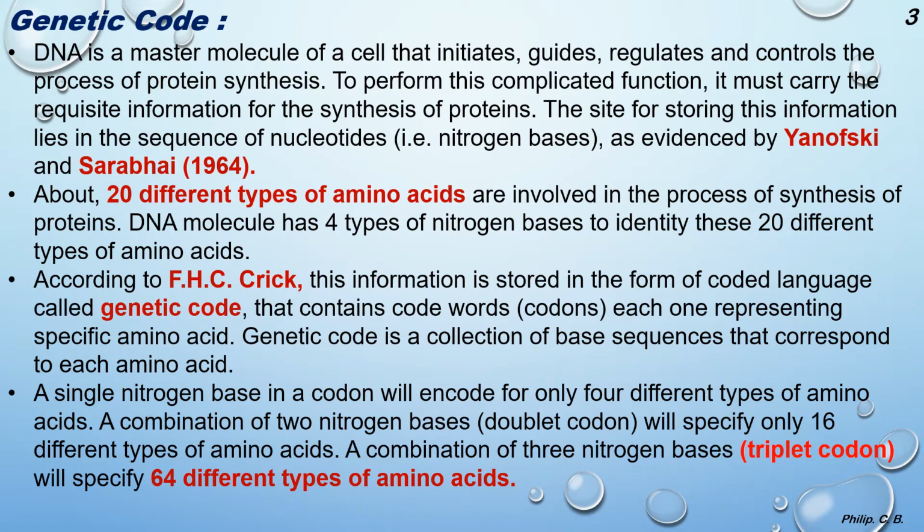So as mentioned earlier, with 4 different types of bases, if the codon is a doublet, then only 16 different types of amino acids can be specified. But if it is a combination of 3 instead of 2, then it will be a triplet codon, and thereby we can have 64 different codons.